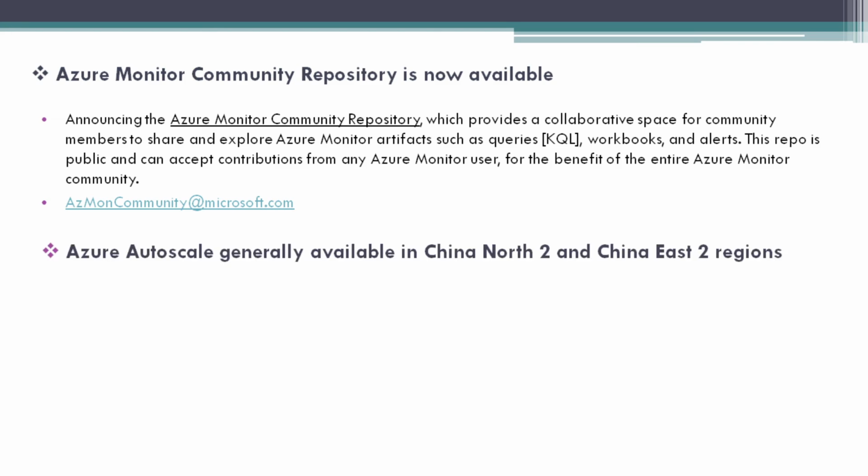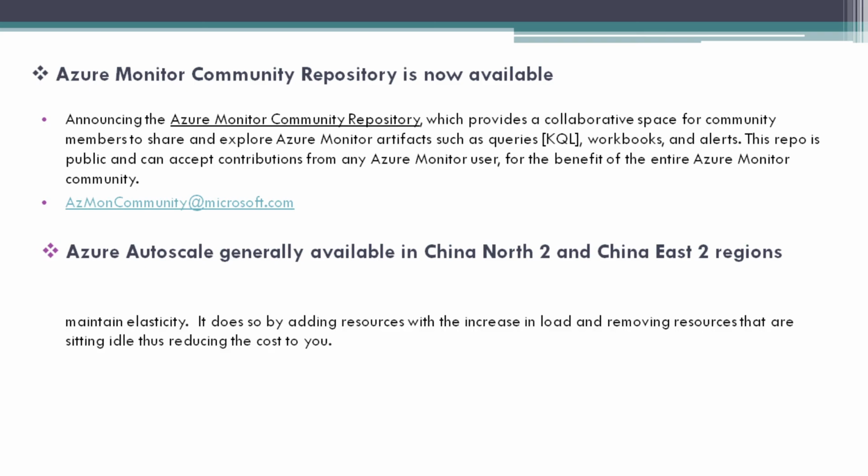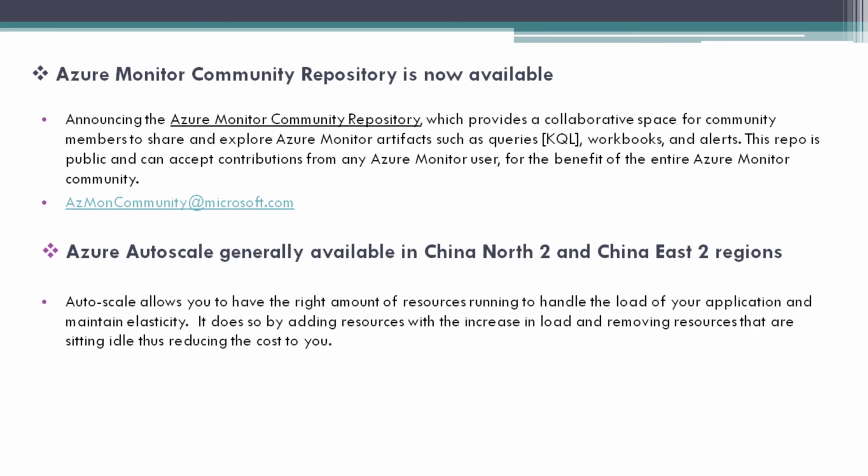So next is Azure Autoscale, generally available in China North 2 and China East 2 regions. Autoscale allows you to have the right amount of resources running to handle the load of your application and maintain elasticity. It does so by adding resources with the increase in load and removing resources that are sitting idle, thus reducing your cost.